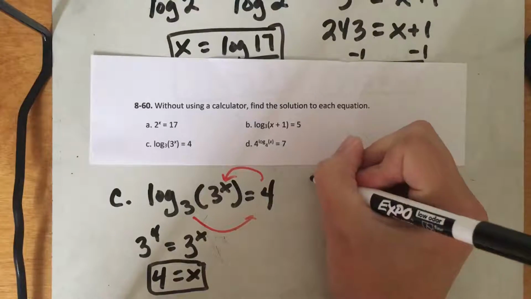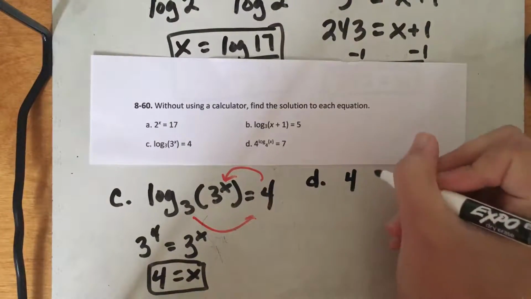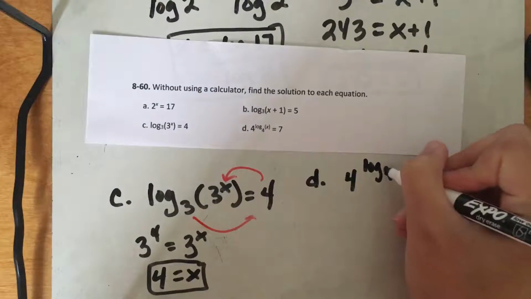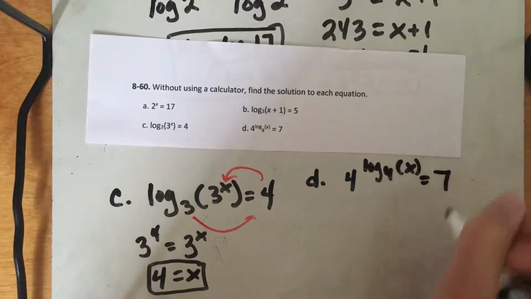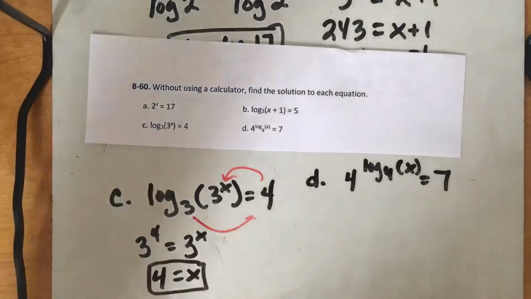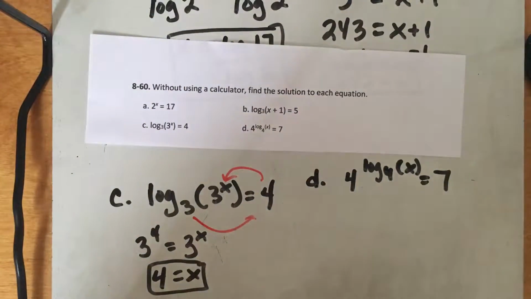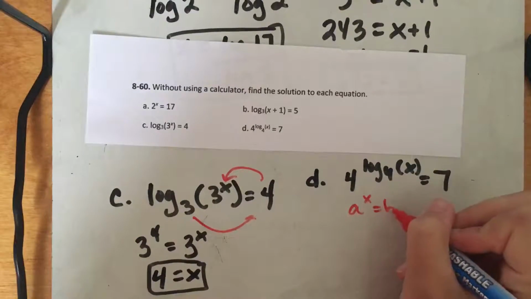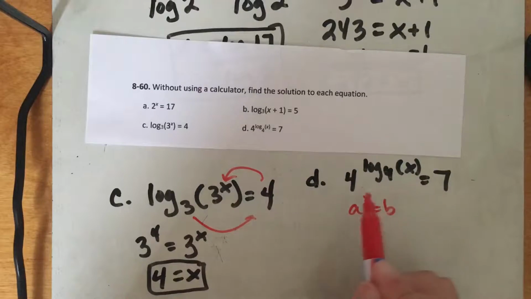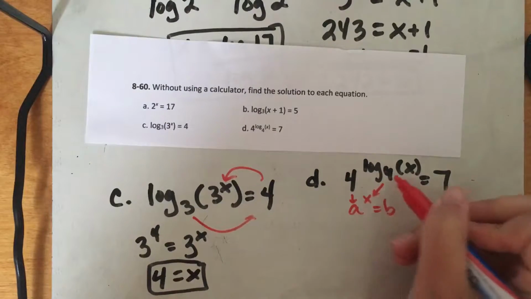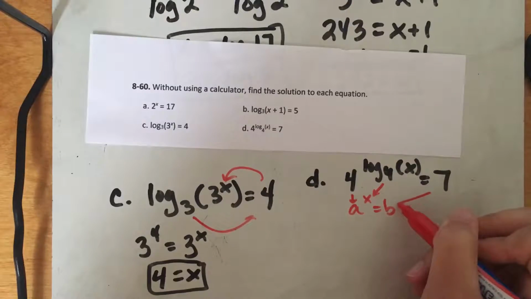Okay, and so for D, we have an exponent problem. 4 to the log base 4 of x equals 7. Okay, so first, let me write it in a different color. I'm going to write a more simple problem down, but it's still in the same format. I'm going to say a to the x equals b, which is the same exponential format here. So in our little black original problem, a would be 4, x would be this whole big log base 4 of x thing, and b is worth 7.